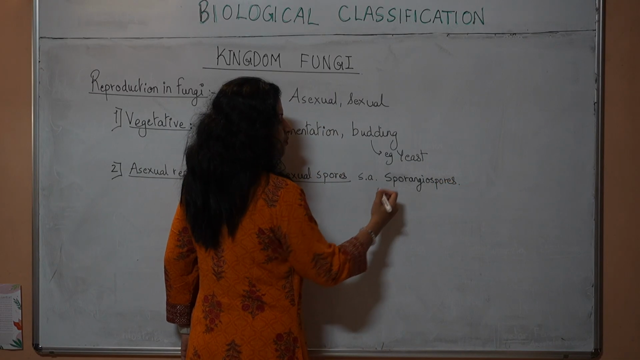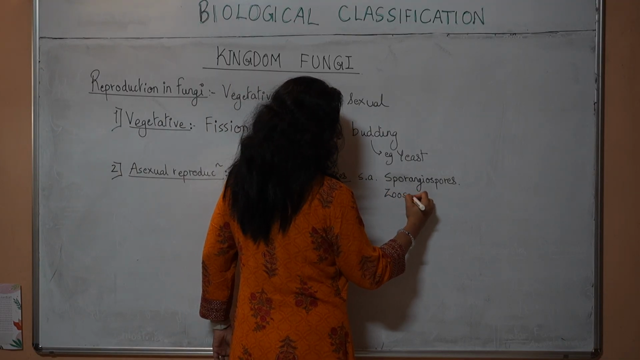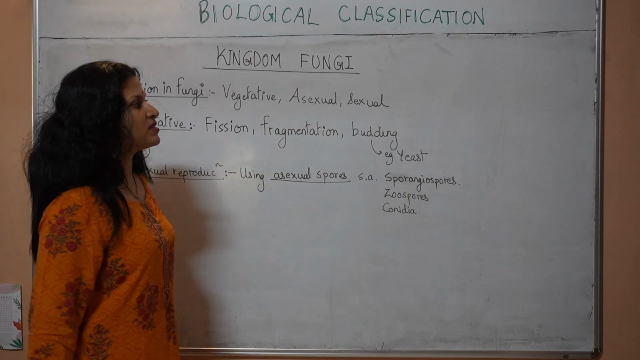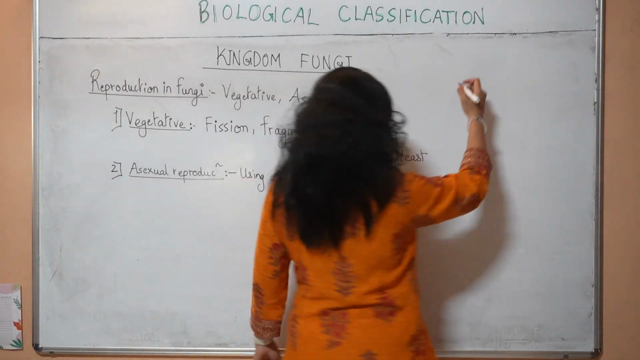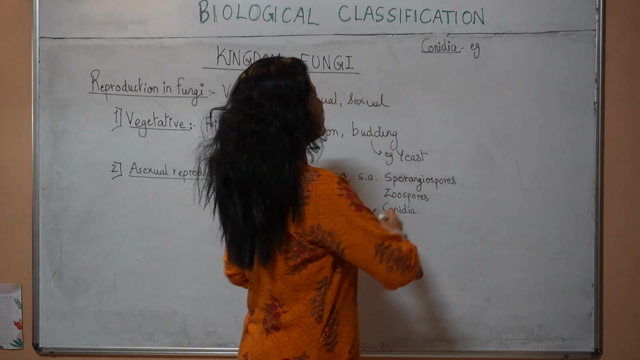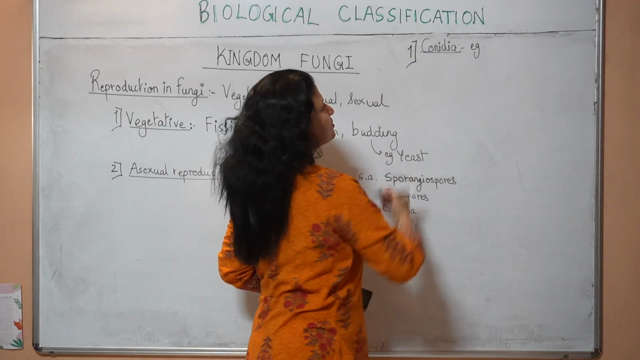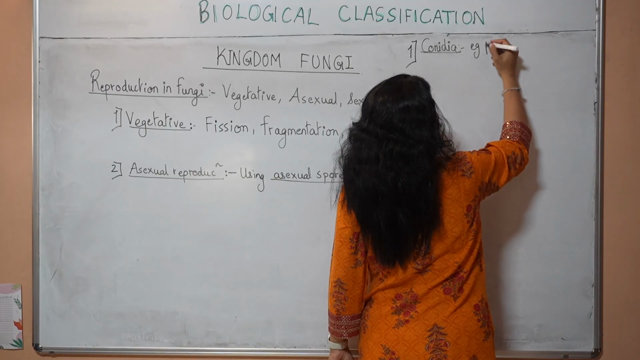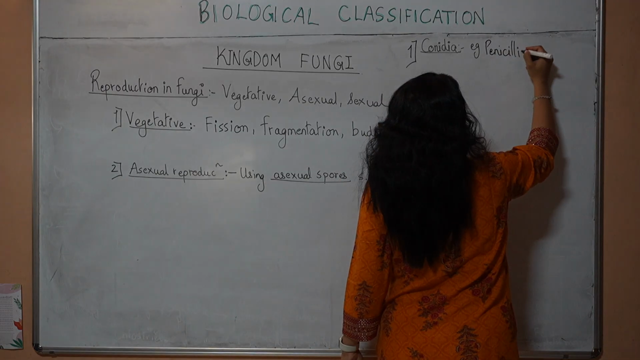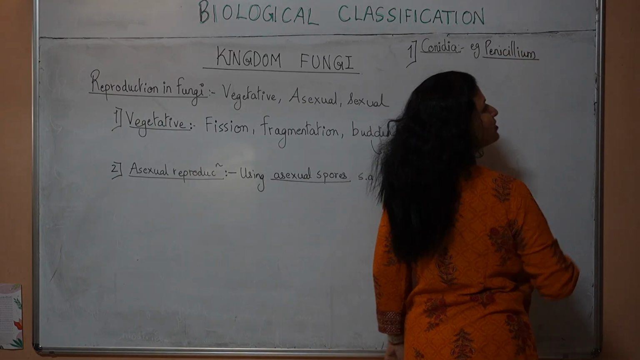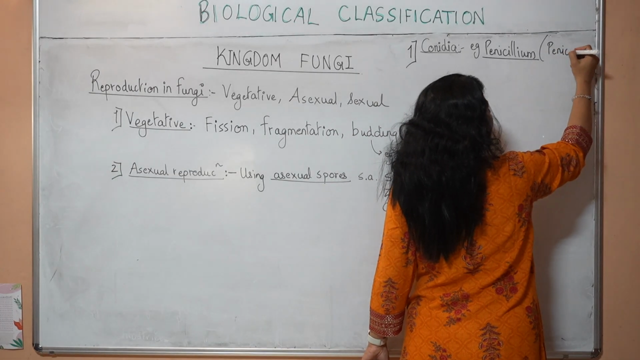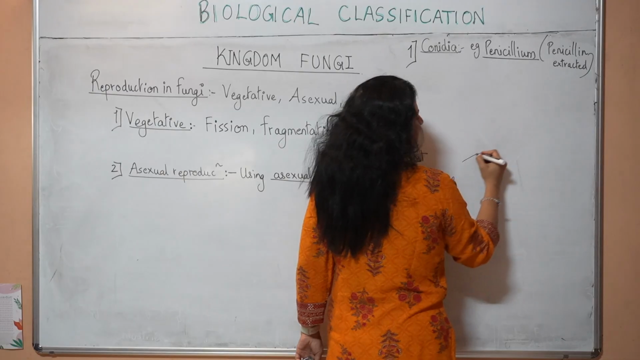Sporangiospores. Apart from sporangiospores, there are also zoospores and conidia. We are going to look at the structure of each of these in some detail. Let us start with conidia. We are looking at the first type of asexual spores, which are called conidia. Example, these are found in fungi like Penicillium. You know what is Penicillium? This is the same fungus from which penicillin is extracted, right? So we are looking at that fungus.